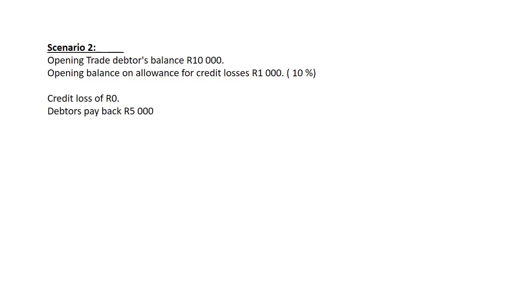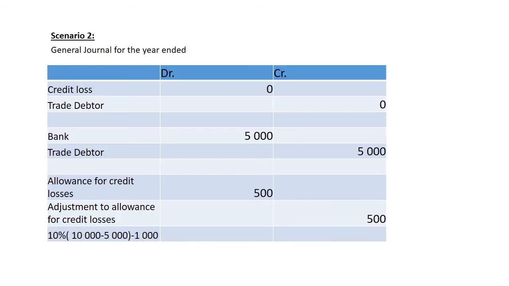In scenario 2, we're going to make the credit losses naught, where unlike in example 1, the credit loss is not equal to the amount that we had estimated, being the allowance for credit losses. The opening balance will still be the same, as well as the amount of payment by the trade debtor. Again, as the credit loss is naught, we're not going to remove anything from the trade debtor's balance, but again we will record debit bank of 5,000 Rand, as well as remove this from the trade debtor's amount owing to us. The allowance for credit losses will now be calculated at 10% times the 5,000 Rand, which is the opening balance less the amount of the payments.